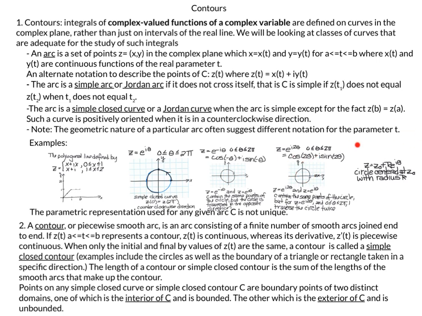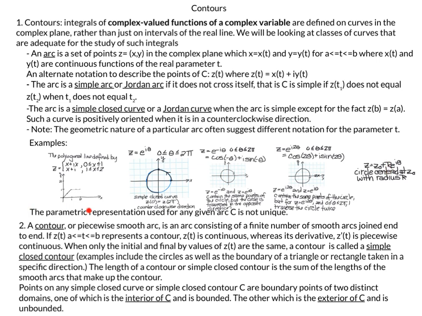And then last, we talked about z equals e to the i theta, that if we have z equals z naught plus R e to the i theta, that will shift the center of our circle to z naught, and then our radius will be equal to this capital R.